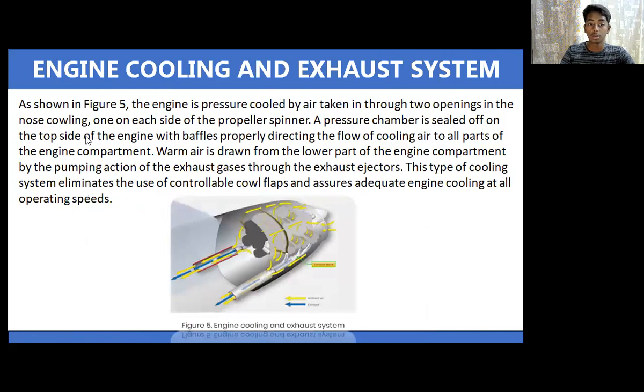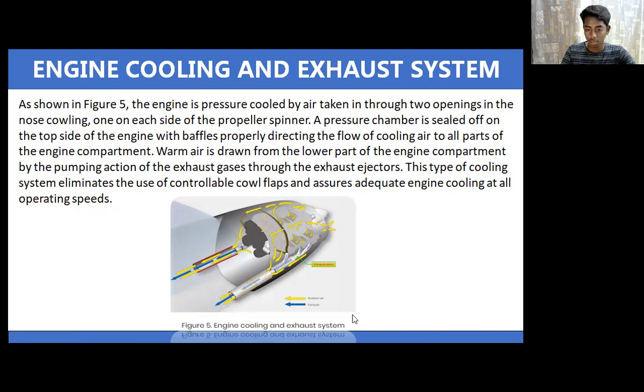Two openings in the nose cowling, one on each side of the propeller spinner. A pressure chamber is sealed off on the top side of the engine with baffles properly directing the flow of cooling air to all parts of the engine compartment. Warm air is drawn from the lower part of the engine compartment by the pumping action of the exhaust gases through the exhaust ejectors. This type of cooling system eliminates the use of controllable cowl flaps and assures adequate engine cooling at all operating speeds.